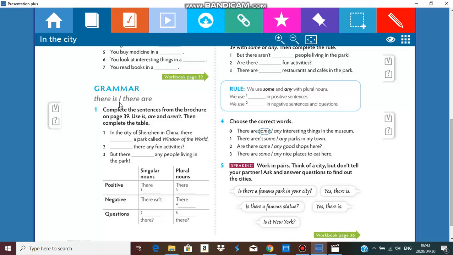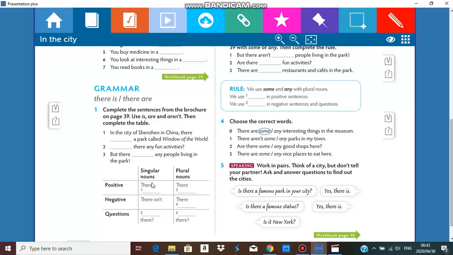Today we're going to discuss these two phrases, there is and there are. So what does the rule say? The rule says that there are three categories: one, positive; two, negative; and three, questions, for singular and plural.